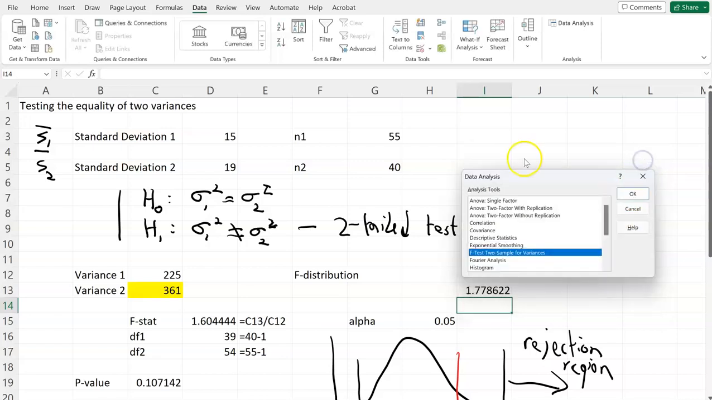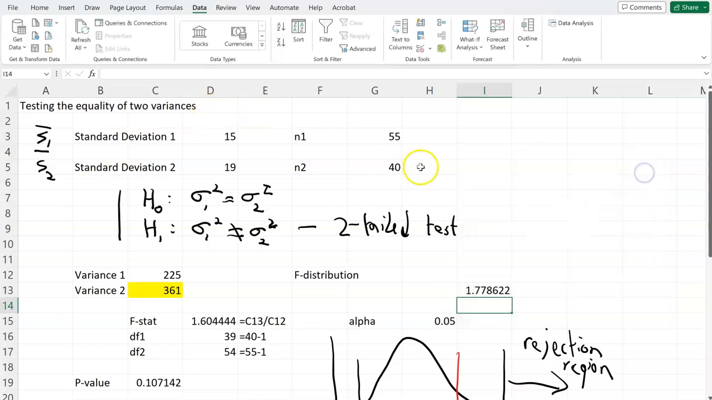But since we don't have the raw values, we just have the regular numbers, so we are going to use just our simple division and some looking at the F tables to find out our results.